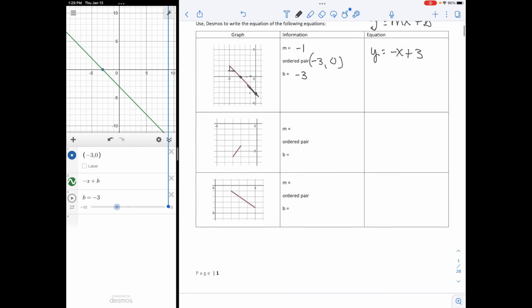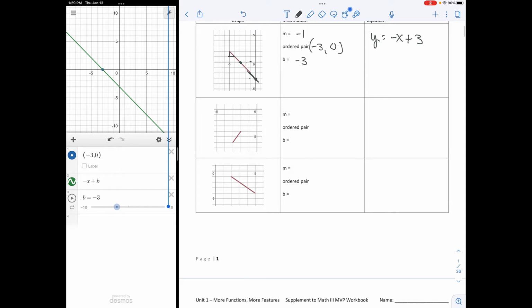We have to find our slope. We want to draw a line. I went up 2 and to the right 1. This time my line is increasing from left to right, so my slope is 2. I need to find an ordered pair on that line, and I can use either endpoint. Let's choose this endpoint. What's the ordered pair associated with that?